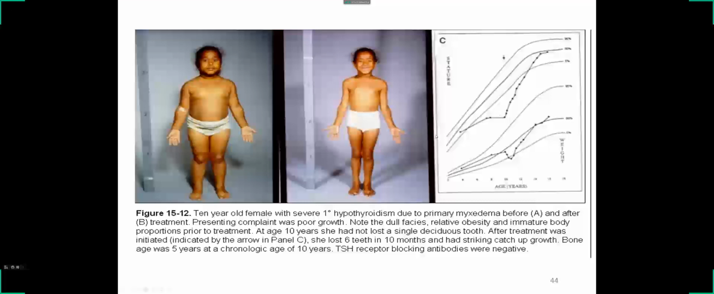And then her TSH receptor blocking antibodies were negative, and we'll talk about what those are and how you measure them. So this is what I mean. She wasn't dead, but she clearly was short, obese, and had severe developmental problems. They started treatment, right? And with treatment, you could restore her to a 50% growth curve, okay? And 50% weight.